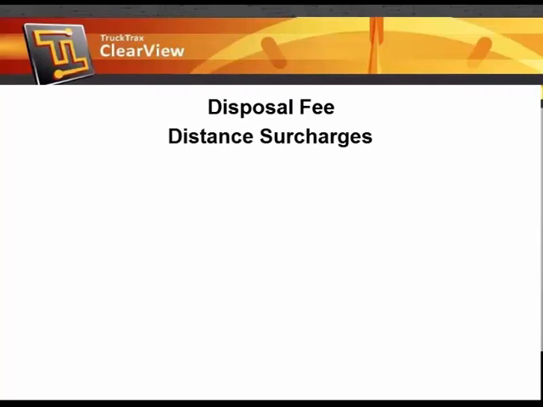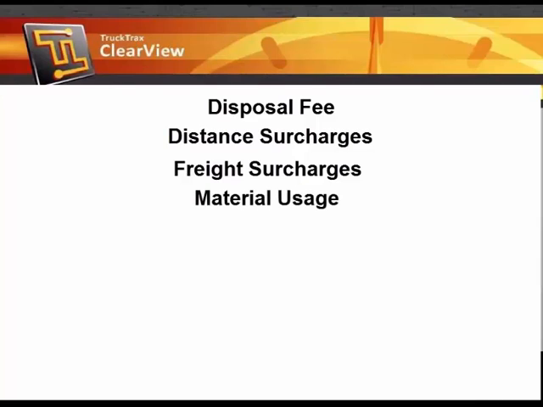ClearView supports a number of different types of surcharges. The universal types are disposal fee. That's a surcharge for return material like concrete, asphalt, and spoils. These are typically manually applied. Distance surcharges are zone charges for delivery. Freight surcharges are delivery charges by time, distance, and truck type. Freight surcharges calculate both the rate, which is the delivery charge for customer, and pay, which is the amount paid to the hauler.